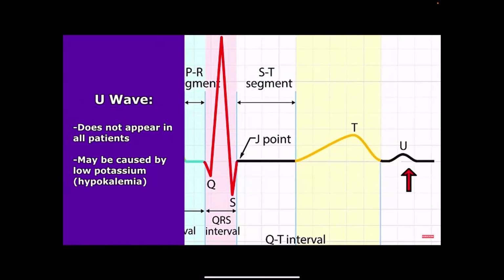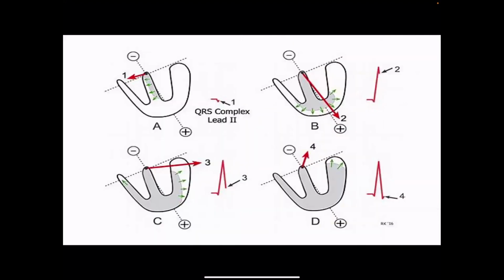Now, the U wave is something you see when the patient has hypokalemia. So just keep this in mind, it's pathological. It's not supposed to appear normally. And even if the patient has hypokalemia, it's not always there. But when it's there, it can tell you that the patient has hypokalemia. It's just a sign.